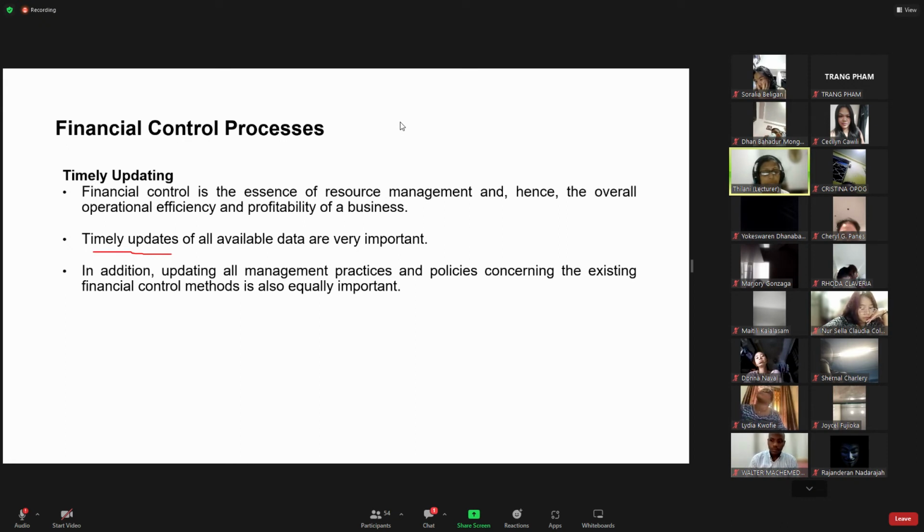So updating the practices that the company follows, like management practices and policies concerning the existing financial control methods, is also very important, because sometimes the company has implemented certain management practices and policies which may be outdated. So you need to update those as well, so that the control methods are efficient and it helps the operational side of it as well.